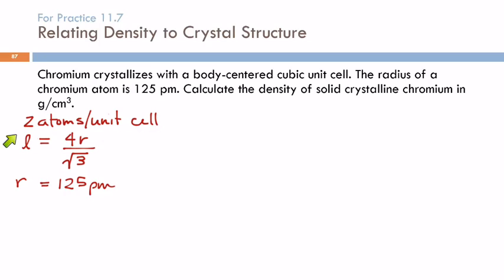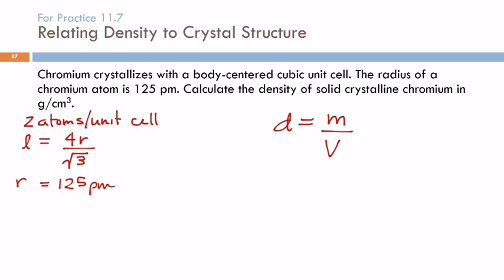Because in this body-centered cubic unit cell, the length of the cube on a side is in terms of the radius of the particles. And they told us what the radius of the particle is. Now, it says calculate the density. So, what does density equal? Mass over volume. So what we need is the mass divided by the volume.